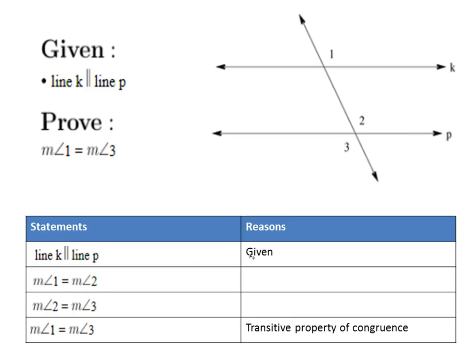So first, we start with what is given. You always start with what is given. Line K and line P are parallel. We're also concluding that the measure of angle 1 and the measure of angle 2 are equal. So you want to think, well, how do I know that?